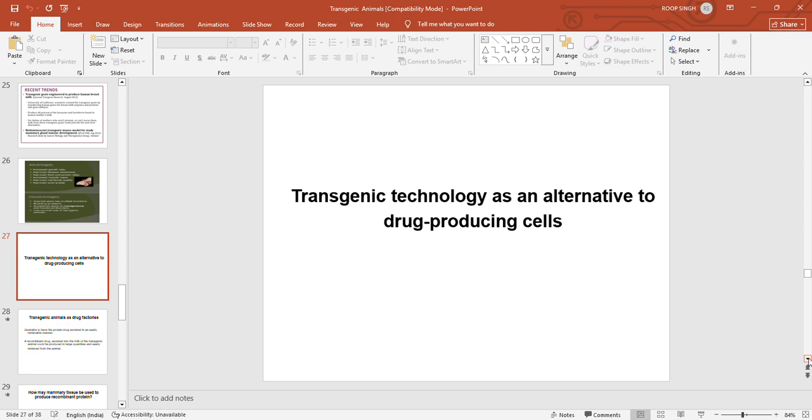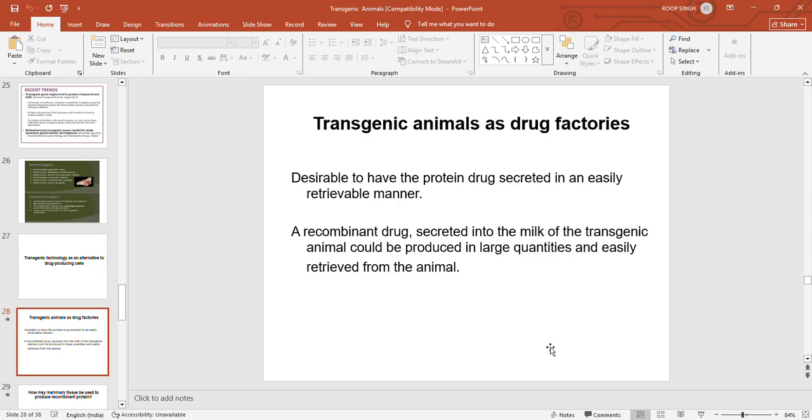This is just one example of transgenic technology as an alternative to drug producing cells: how we can use transgenic animals as a bioreactor. It is desirable to have the protein drug secreted in an easily retrievable manner. The advantage of using transgenics as drug factories for producing large amounts of recombinant protein is that it can be easily retrieved, because this recombinant protein will be made in the milk of the cattle. So it will be secreted in the milk and easily retrieved.